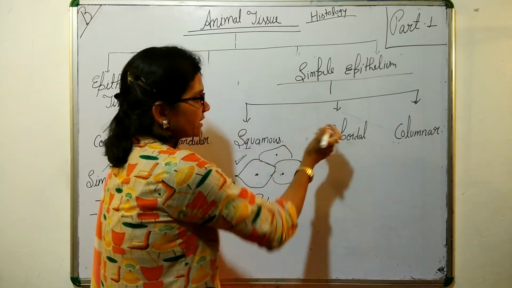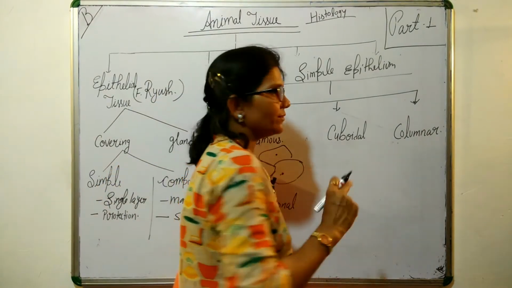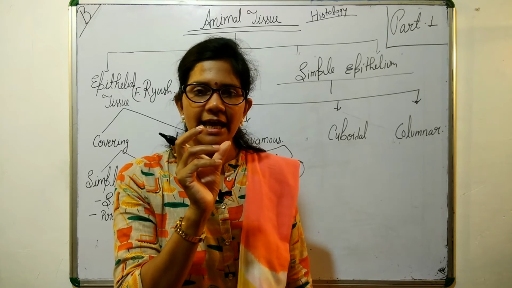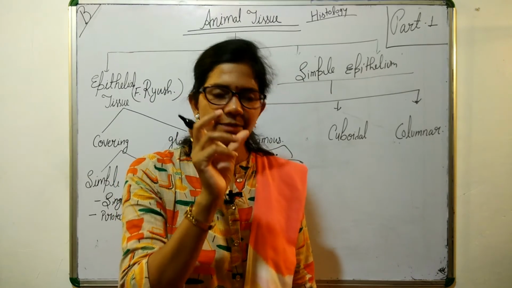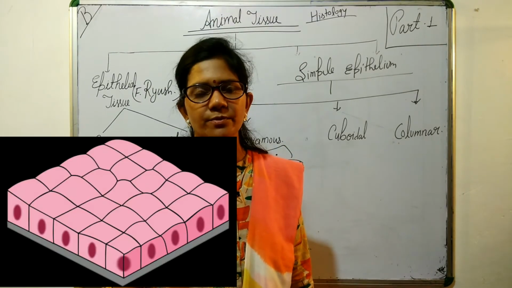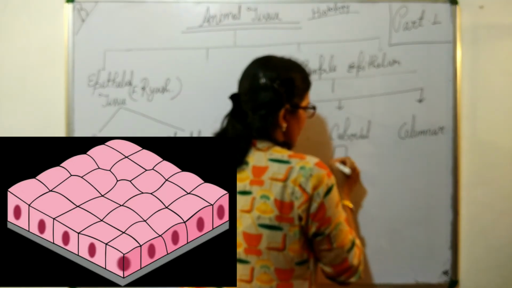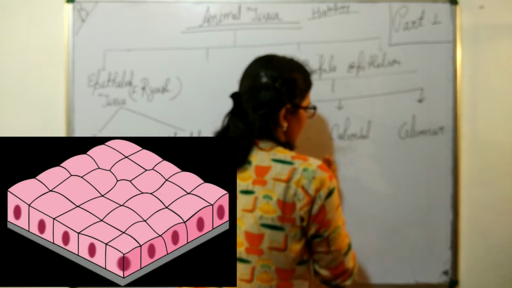Then the cuboidal. I am saying cube because these cells have length and breadth, meaning the height and breadth are approximately equal. So what is the structure? If you observe it from here, you will see a structure like this.